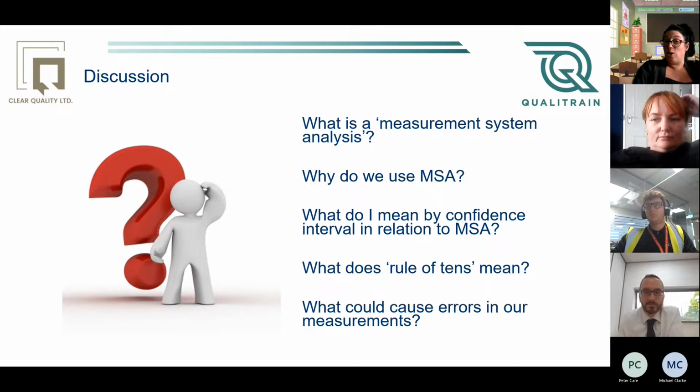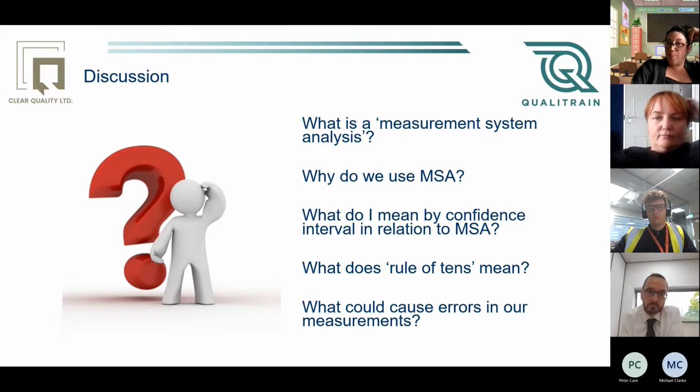Sorry, Ryan, I'll now ask you the right question, just to not throw you completely. So what could cause error within a measurement system? Operator taking the measurements, the equipment, the environment, and the process of measuring.